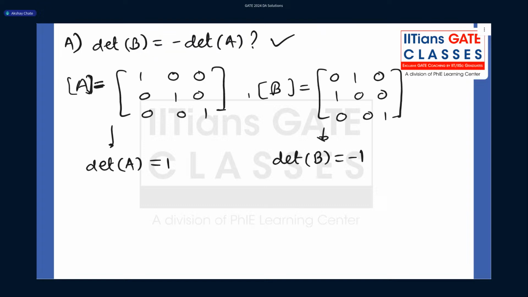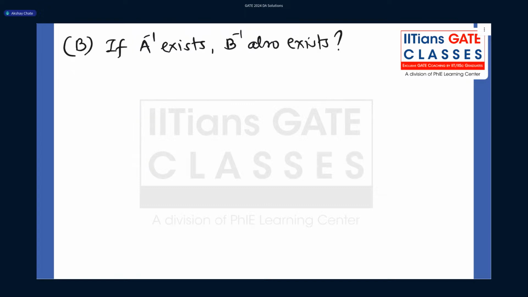And just now in option A, we proved that whatever is the determinant of A, the determinant of B will be negative of that. So if A is invertible, that means determinant of A will be non-zero quantity, and then determinant of B will be a non-zero quantity also. It will be negative but non-zero. So therefore determinant of B will also exist. So if you can correlate it with option A, option B is correct.